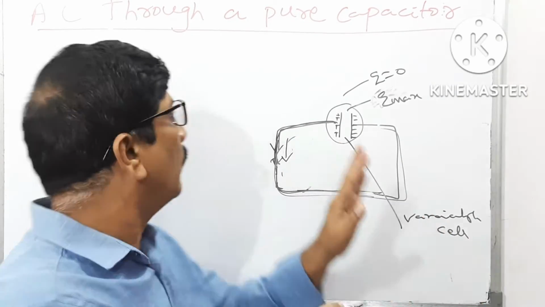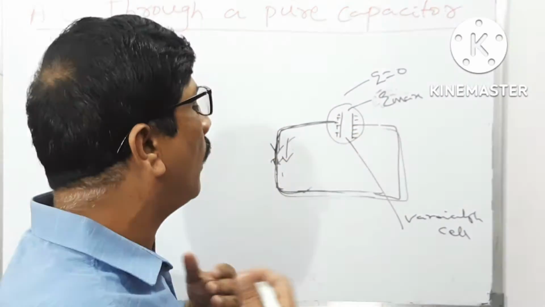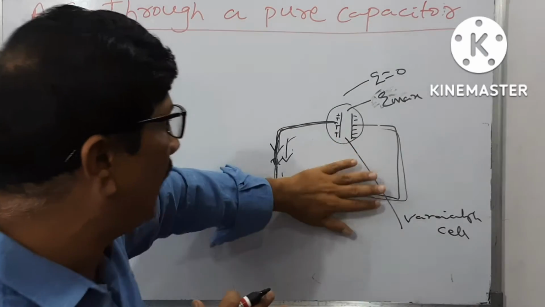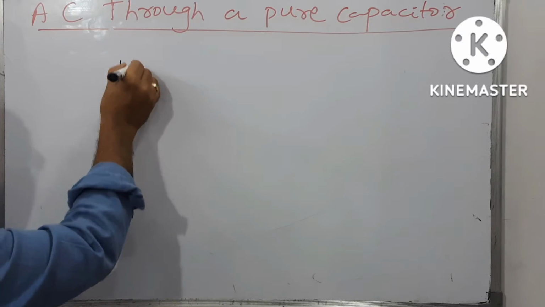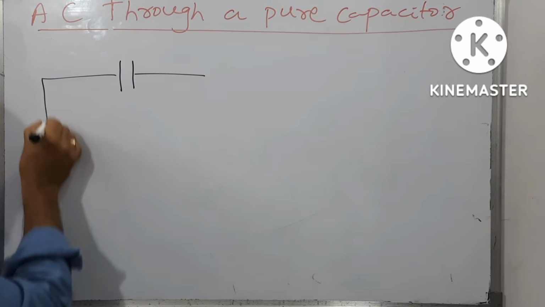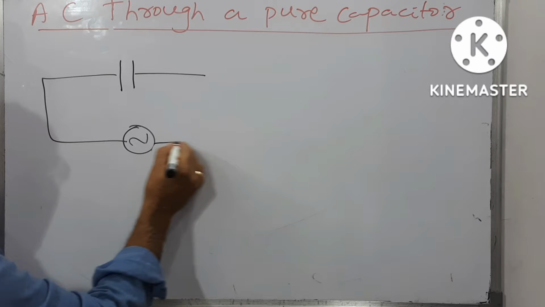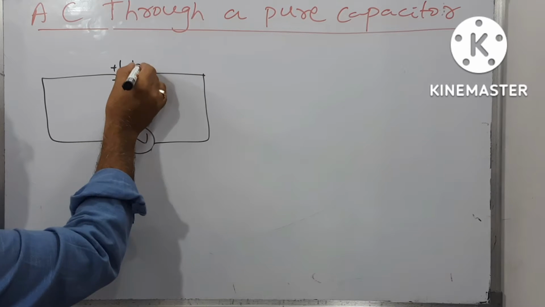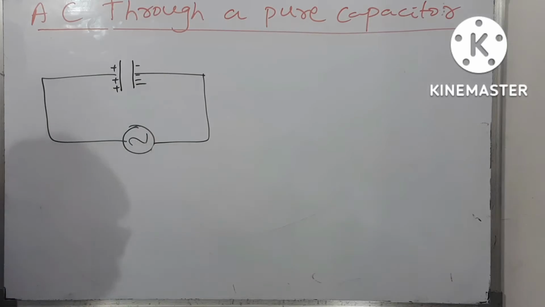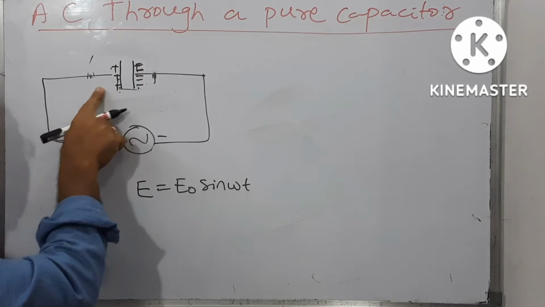Anyway, I am not talking about this particular topic, because I only wanted to explain the difference between the AC and DC passing through the capacitor. When the capacitor is connected to an AC power supply, the symbol is this. What happens? After some time this becomes a positively charged plate, this becomes a negatively charged plate.